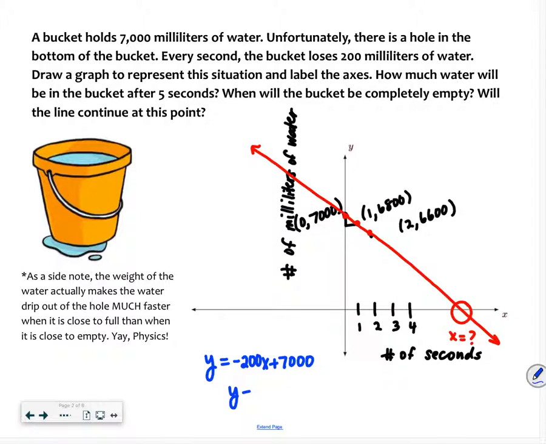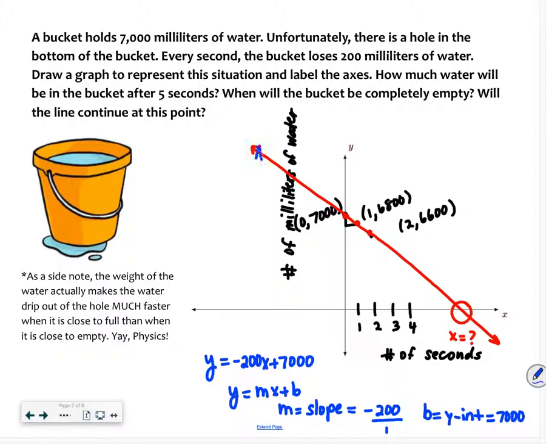So this is in the form y equals mx plus b, where m is what we call the slope. In our case, we lost 200 milliliters per 1 second, so every 1 second. And our b is our y-intercept. I sometimes call that the starting point because of these real-life problems, right? So in this case, this was 7,000.